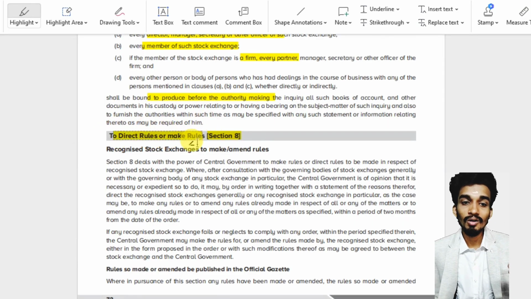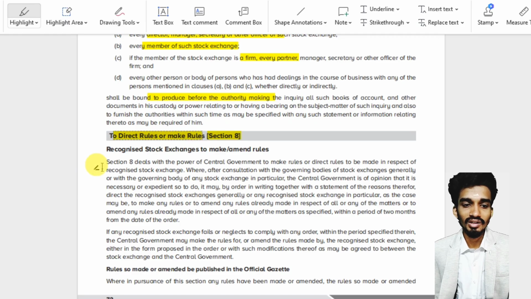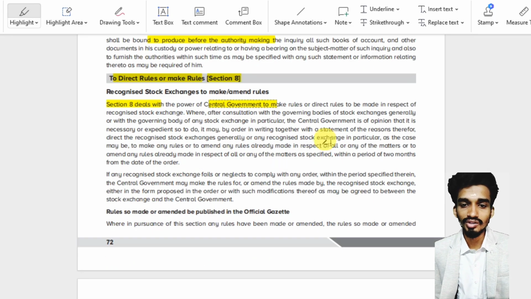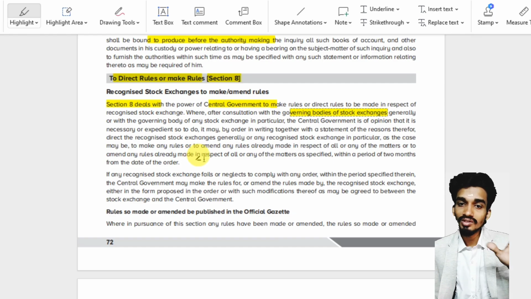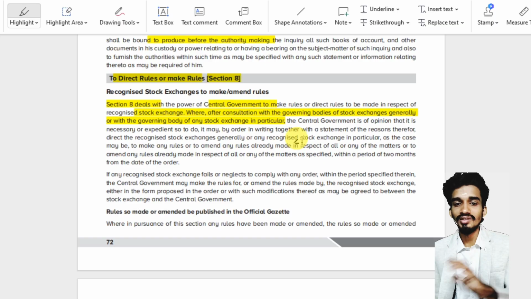So the central government has the power to make rules, or to direct rules, or to amend the rules, or to change the rules. Okay, section 8 gives the central government the power to make rules, or to change the rules, or to direct the rules to the stock exchange. Okay, after consulting with every stock exchange, it can be to one stock exchange in particular, or it can be on a general basis.